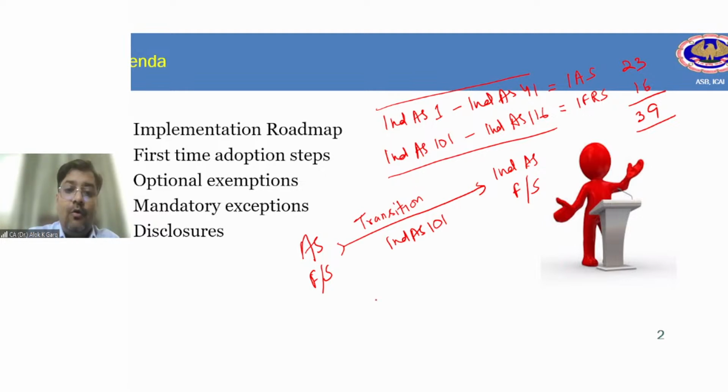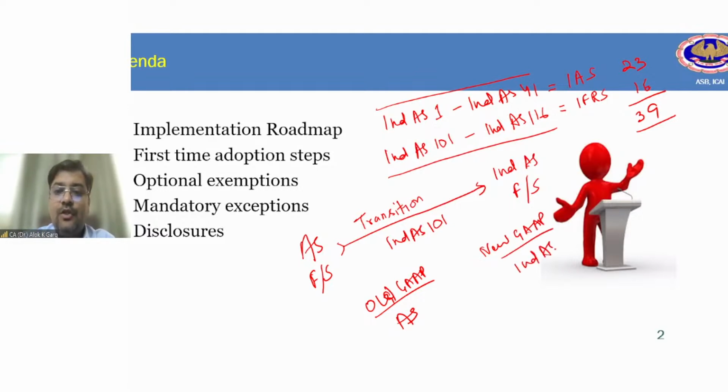new GAAP means, so here old GAAP is known as AS, right? Accounting standard. Old GAAP means previous GAAP, and new GAAP is Ind AS, right? So whenever I am using the word old GAAP, previous GAAP, it is accounting standard. Whenever I'm using the word new GAAP, it is Ind AS. I hope it is clear to all of you.